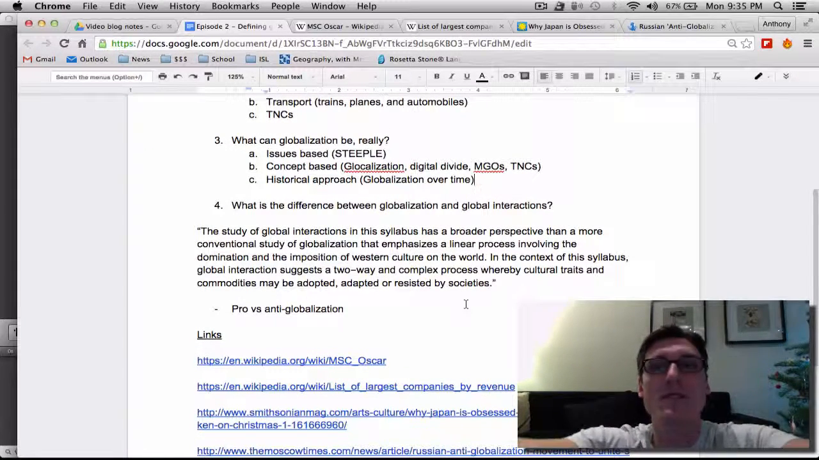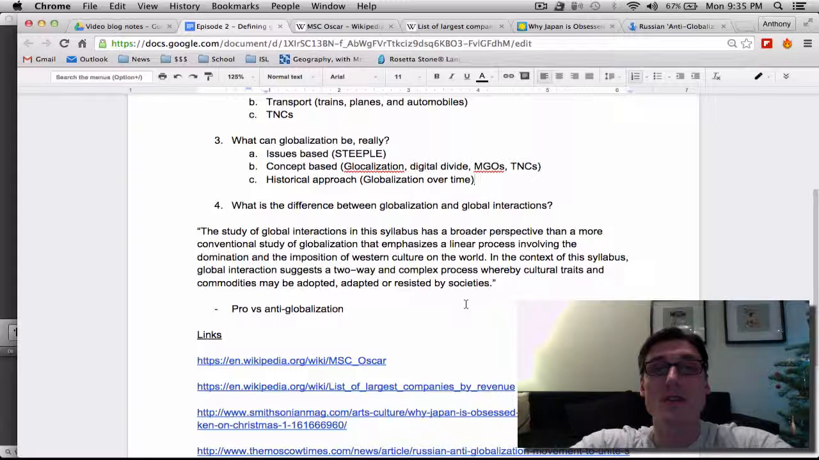Here's a good question. What is the difference between globalization and global interactions? Because the unit is titled Global Interactions, but I'm using the word globalization. Here's the difference. The study of global interactions in this syllabus, because this comes straight from the IB, has a broader perspective than a more conventional study of globalization that emphasizes a linear process involving the domination and imposition of Western culture on the world. In the context of this syllabus, global interaction suggests a two-way and complex process whereby cultural traits and commodities may be adopted, adapted, or resisted by societies.